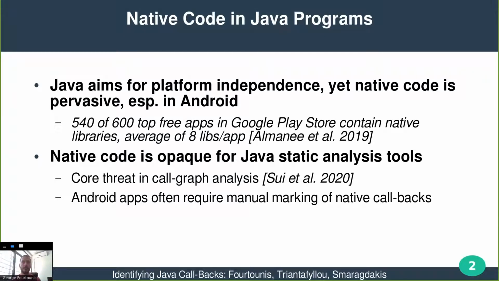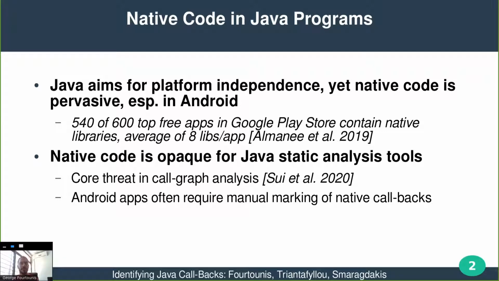Java programs are supposed to be platform independent, and the whole platform is geared towards platform independence. However, many programs in Java still contain native code. In Android especially, a recent survey by Almani et al. found that 540 out of 600 top free applications in the Google Play Store contain native libraries, at an average of 8 libraries per application.